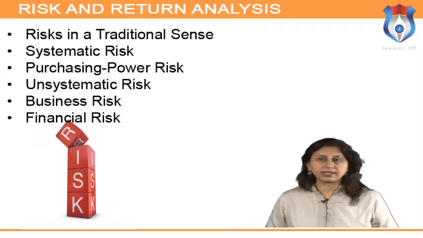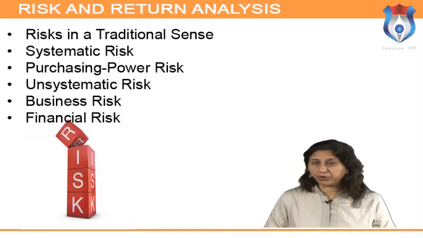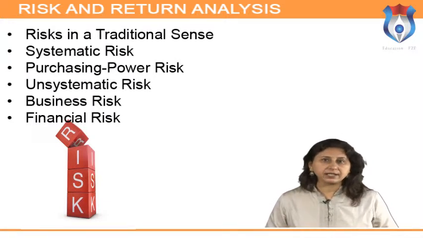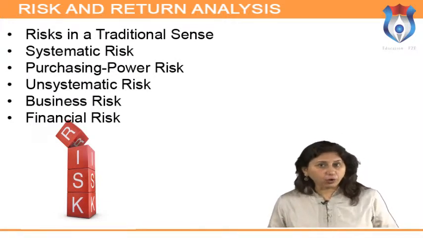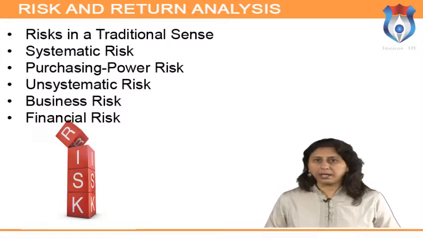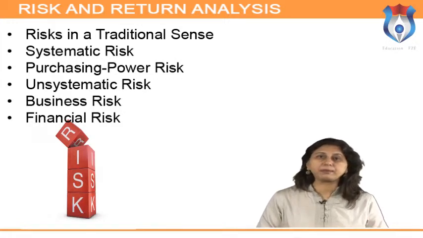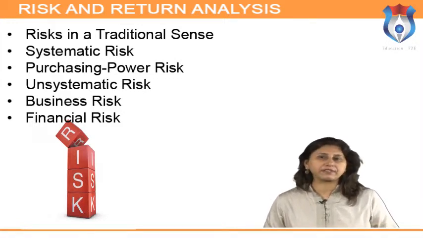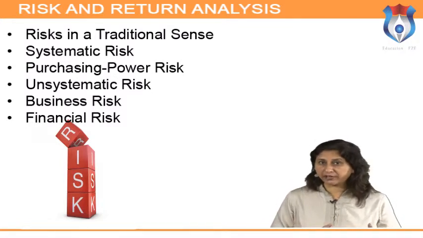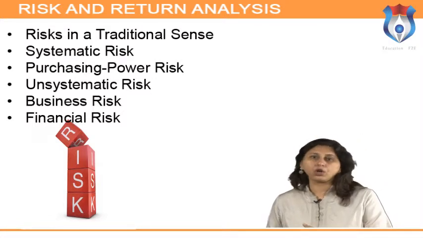Systematic risk. Systematic risk refers to that portion of total variability in return caused by factors affecting the prices of all securities. Purchasing power risk. Purchasing power risk is the uncertainty of the purchasing power of the amounts to be received. In more everyday terms, purchasing power risk refers to the impact of inflation or deflation on an investment.